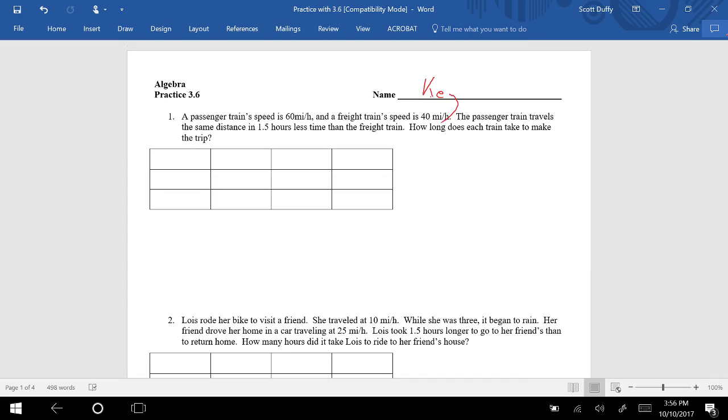So passenger train, we're going to call that the P train, is going at a speed of 60 miles per hour. So I'm going to put the rate, the time, and the distance right there. 60 for the rate. Freight train, we'll call that the F train, is going 40.